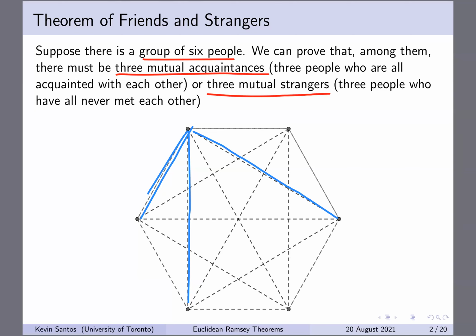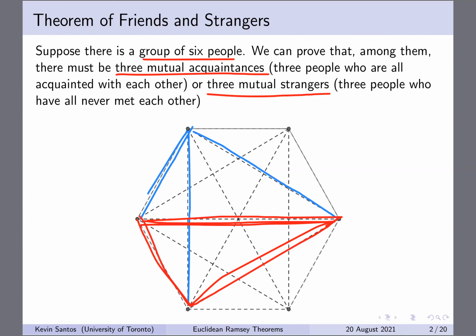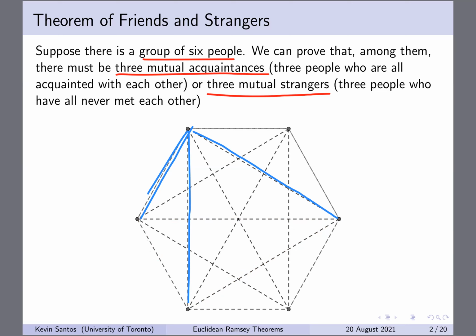Otherwise, if all of these edges turn out to be red, then we will have these 3 people be mutual friends. We'll have a red triangle right here. So no matter how we color these 3 edges right here, we're always guaranteed to have at least 1 red or blue triangle. And that completes the proof. That means that there must be either 3 mutual acquaintances or 3 mutual strangers.